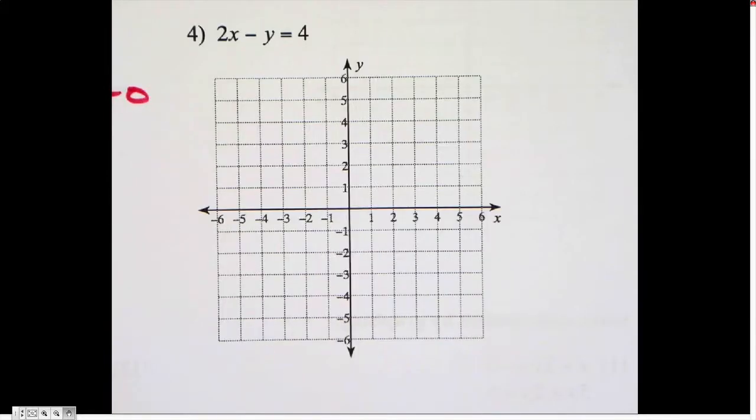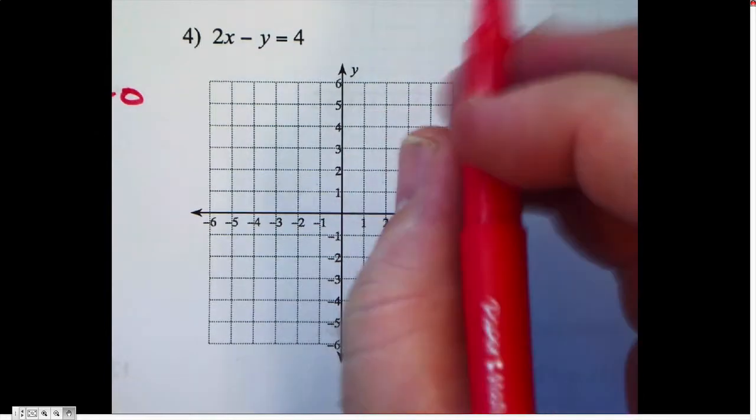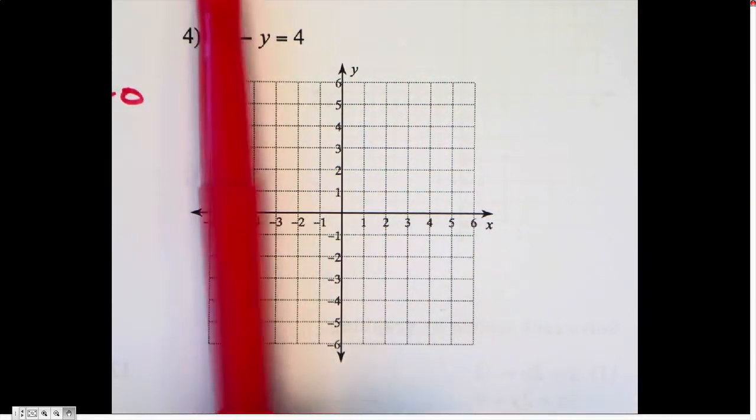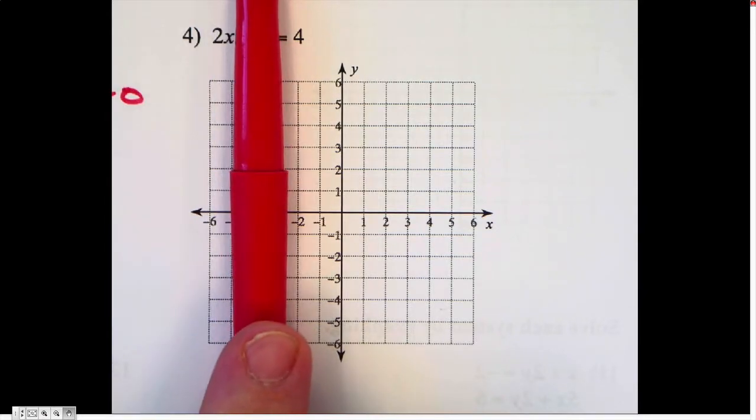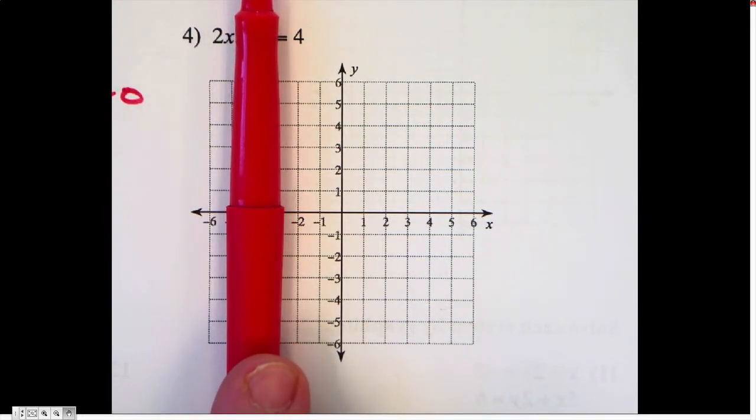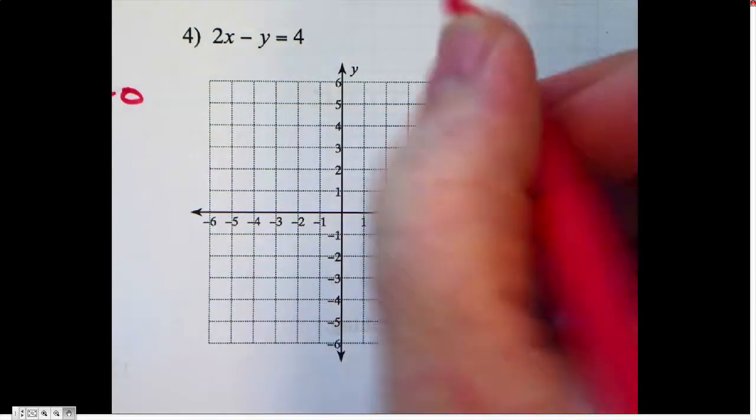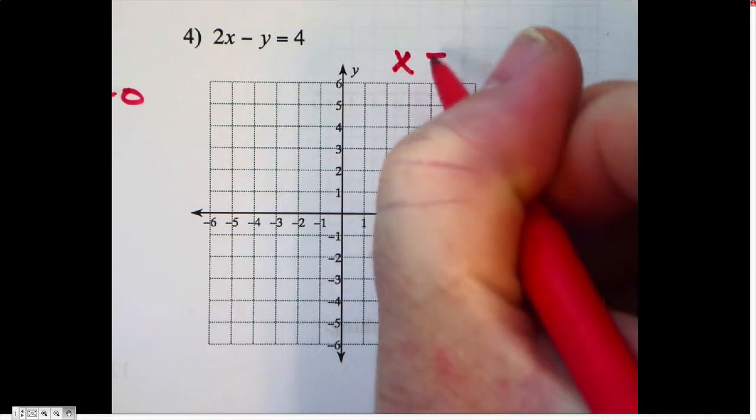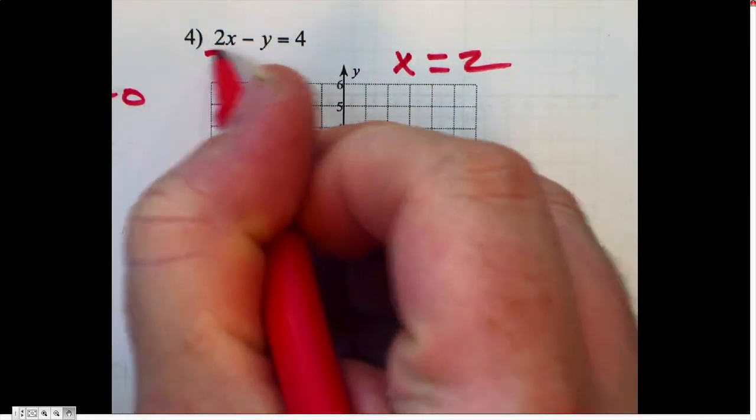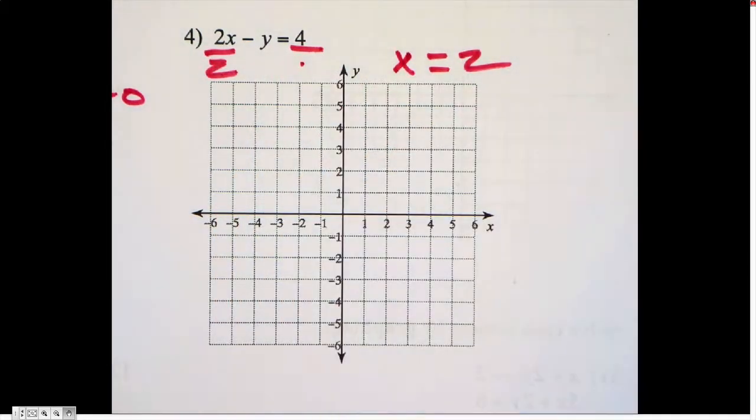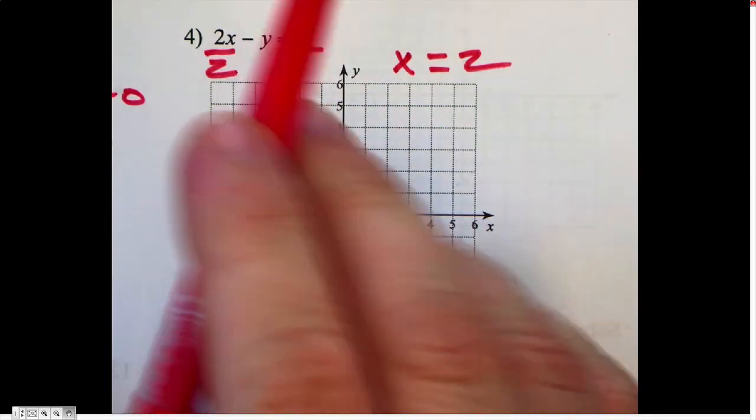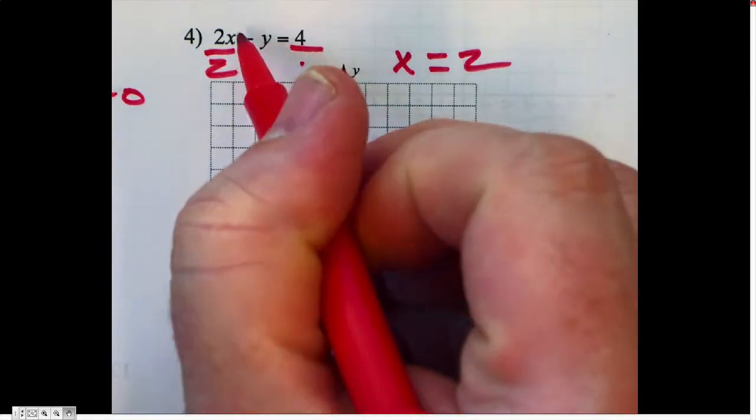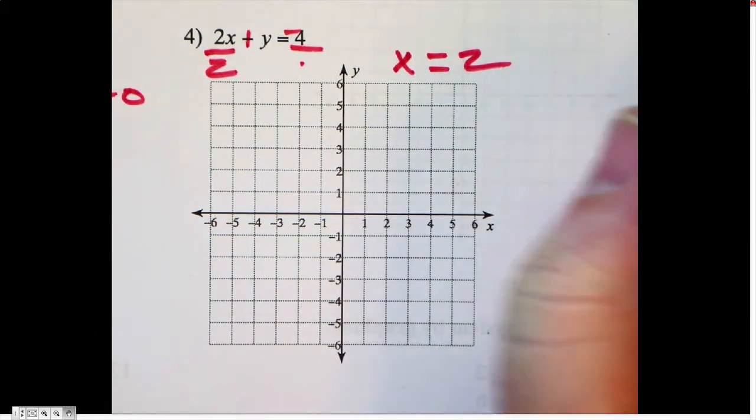Number 4. Okay, we don't have a 0 here, so let's just cover up the y and say, okay, we have 2x equals 4. To get that, we're going to divide by 2, divide by 2. 4 divided by 2 is 2. So I just divided by 2, and I did it to both sides. Now we'll cover the x, and we have negative y equals 4. So we need to change that sign, y equals negative 4.